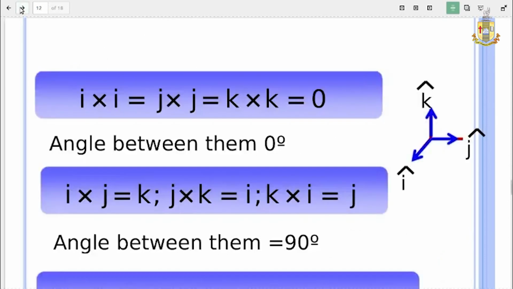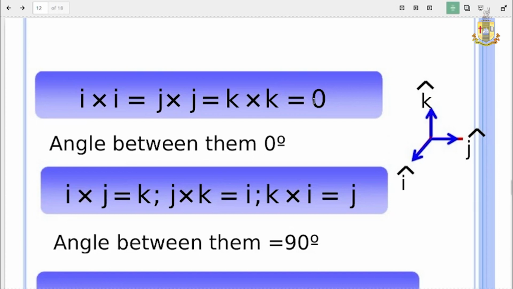We already know the unit vectors: I vector, J vector and K vector are the unit vectors in the direction of the x-axis, y-axis and z-axis respectively. If two vectors are parallel to each other or opposite to each other, then the cross product of the two vectors will be 0. So in the first case, I vector cross I vector, J vector cross J vector and K vector cross K vector are parallel to each other. The angle here is 0, so the value is equal to the 0 vector.